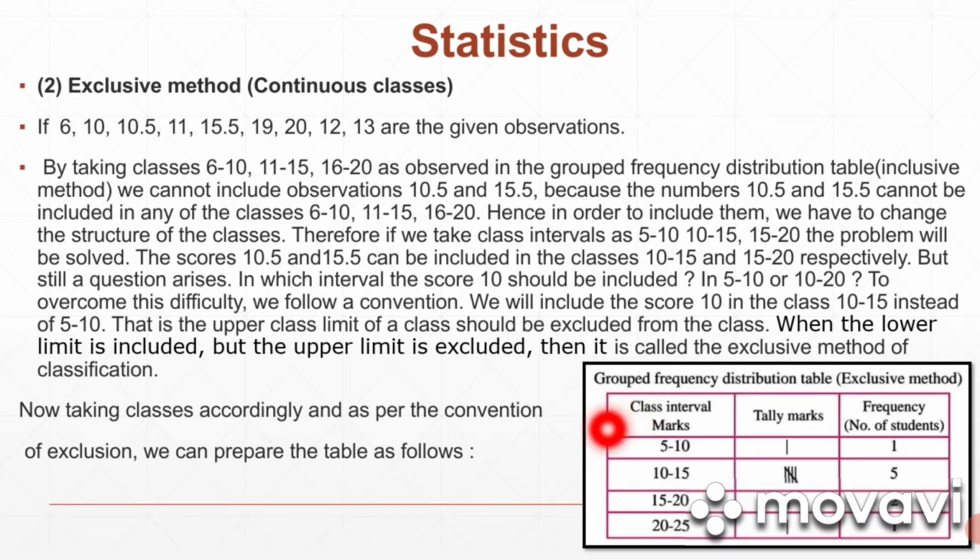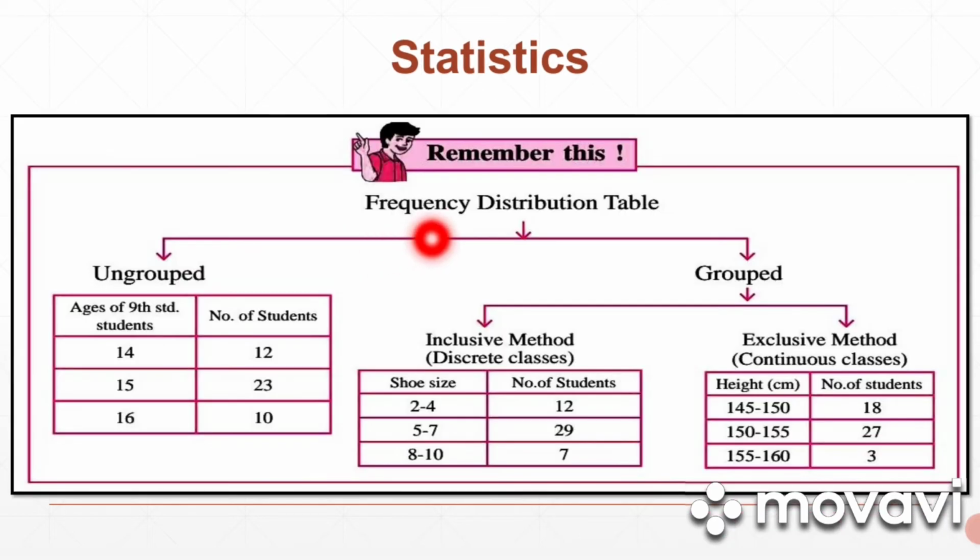We can observe in the table the classes are continuous, that is 5 to 10, 10 to 15, 15 to 20 and 20 to 25. We must remember that frequency distribution tables are of two types: ungrouped frequency distribution table where the data is less, and grouped frequency distribution table where the data is large, and it is further divided into inclusive method, that is discrete or discontinuous classes, and exclusive method, which are continuous classes.